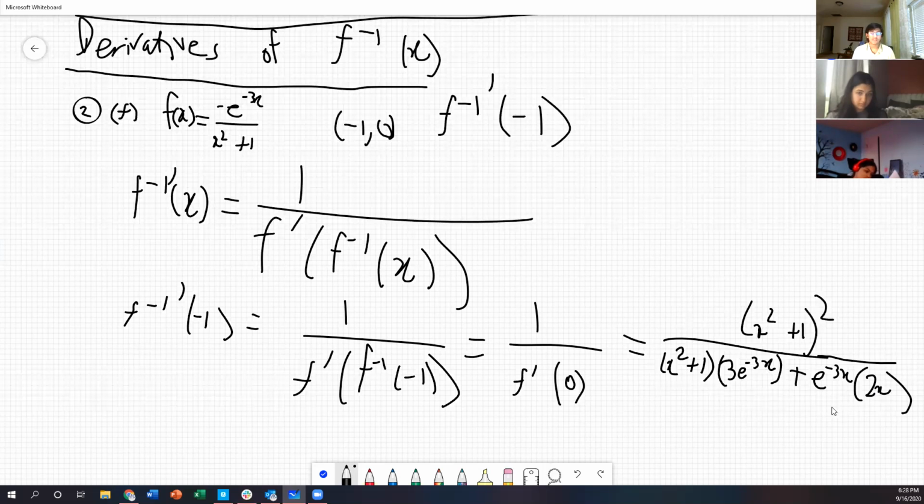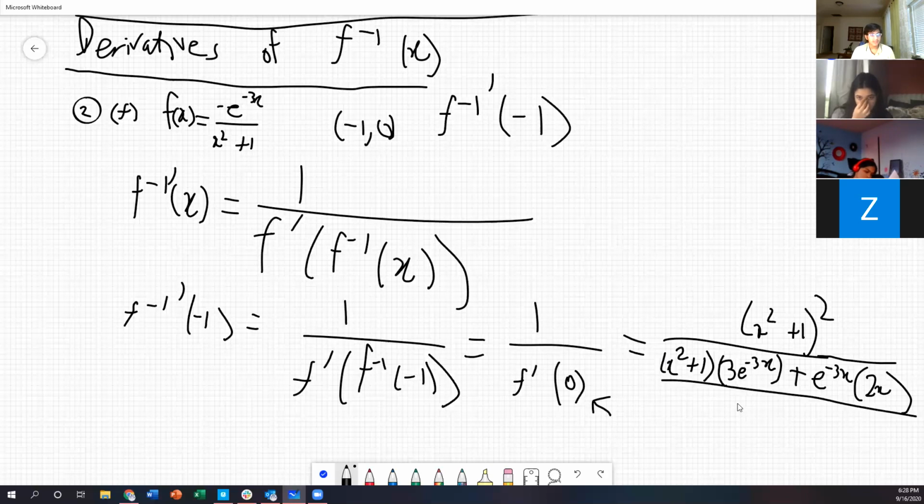Okay, does this make sense where I am right now? Wait, how come the x squared plus 1 went on top? Yes, because f prime of 0 is all of this, using the product rule, it's all of this divided by x squared plus 1 whole squared. And since we were taking the reciprocal of it, 1 over that, I can just flip the fraction. So then I just put the x squared plus 1 in the numerator. X squared plus 1 whole squared. Does that make sense, Zachary?